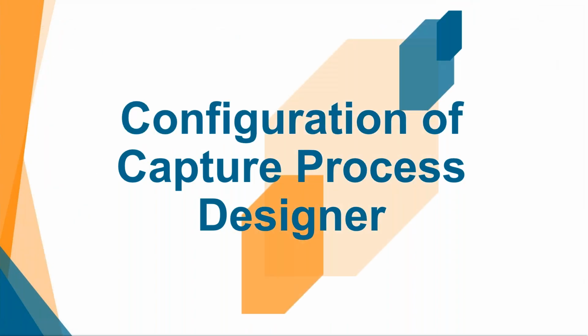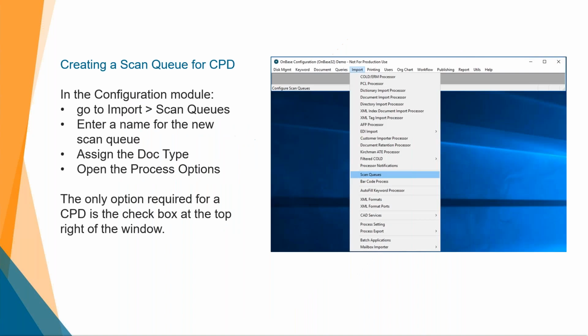Next, we will look at the configuration of Capture Process Designer and the settings that are available in Studio. To create a scan queue in the configuration module, open the import menu and select scan queues. You can select an existing scan queue that you want to utilize Capture Process Designer with, or type in the name for a new scan queue.